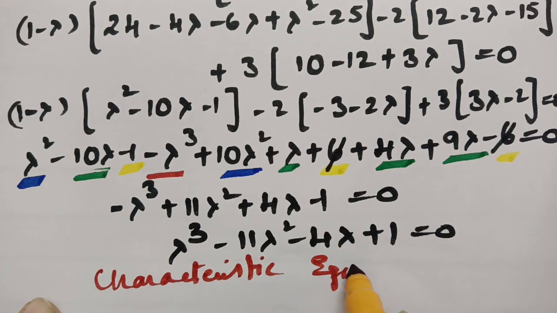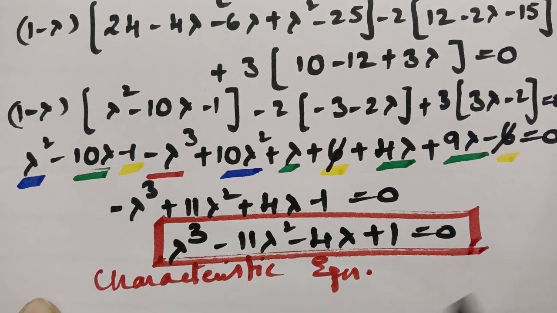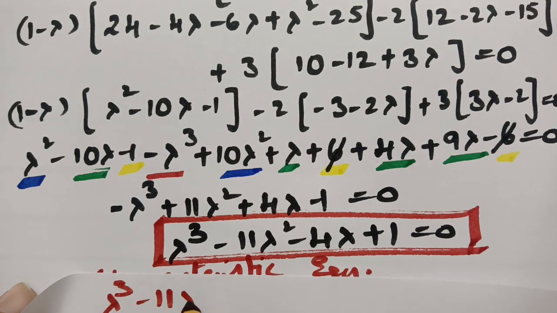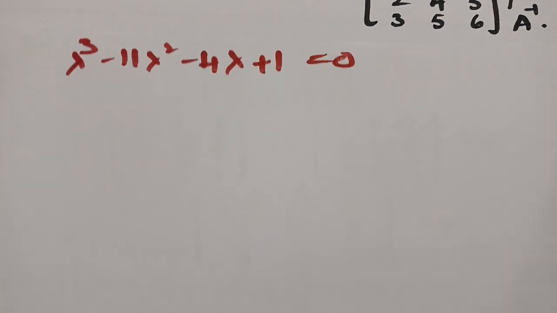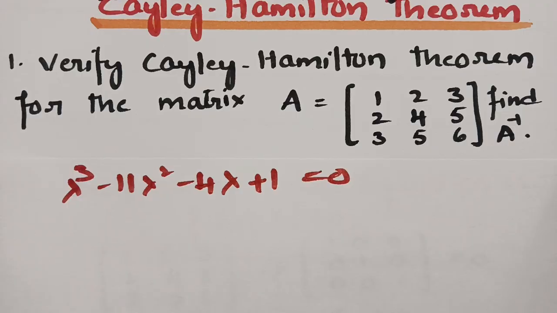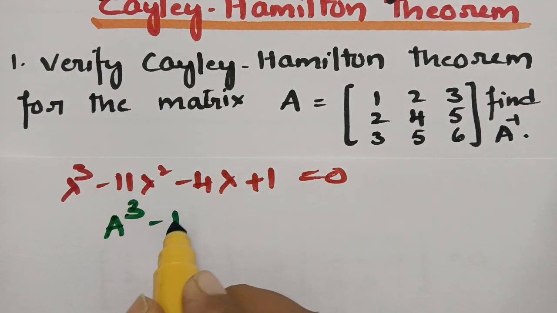So the characteristic equation is this one, that is lambda cube minus lambda square minus 4 lambda plus 1 is equal to 0. See here, so this is so important. According to the Cayley-Hamilton theorem, the square matrix should satisfy this equation. So how does this square matrix satisfy this characteristic equation? What is the square matrix here? This is 1, 2, 3, 2, 4, 5 and 3, 5, 6. So here I'll observe whether this A satisfies this one.